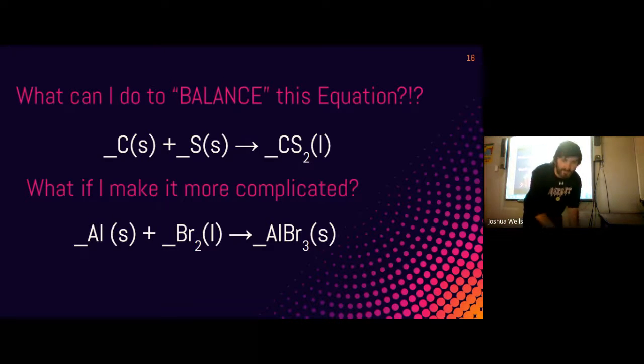We have the same number of aluminums on the reactant side and the product side. We have the same number of bromine atoms on the reactant side as we do on the product side.